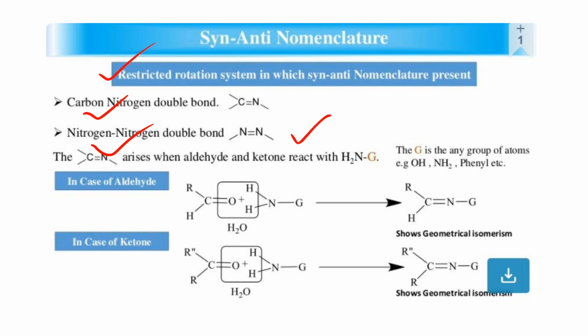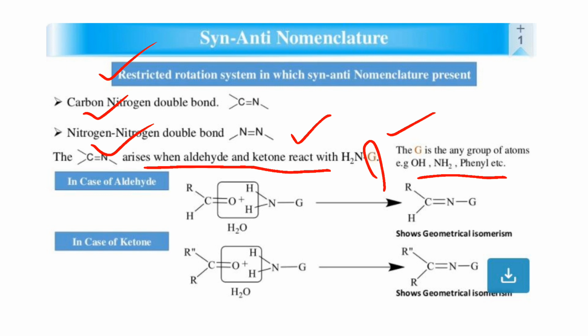And N double bond N. The C double bond N arises when aldehyde and ketone react with NH2G. G is a group of atoms, for example OH, NH2, phenyl, etc.